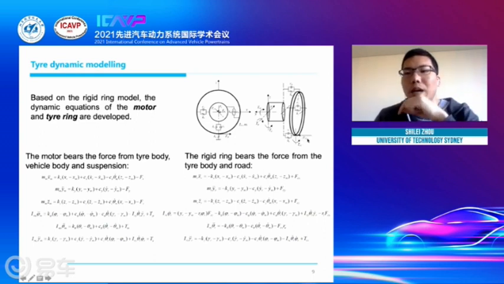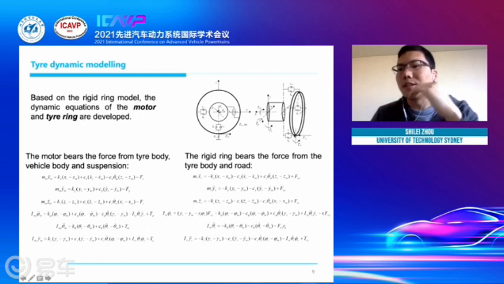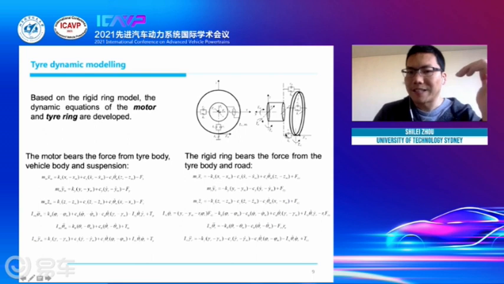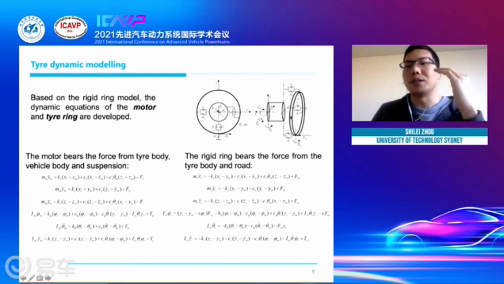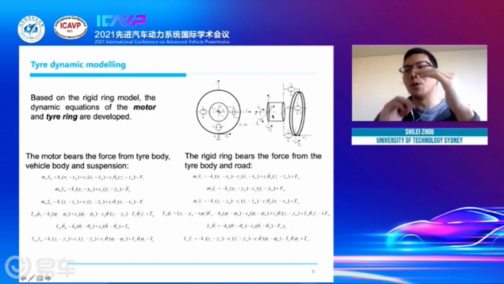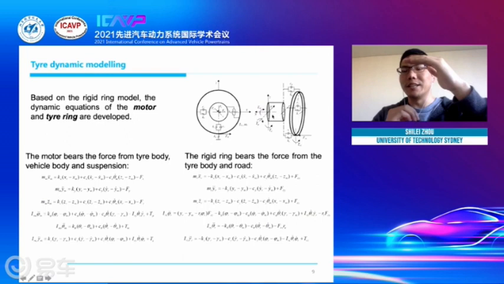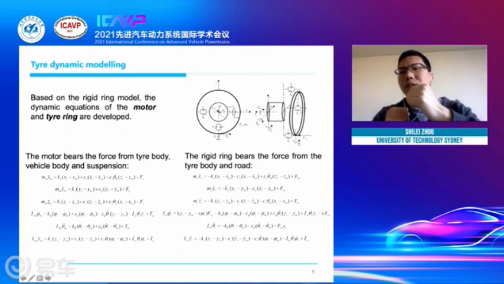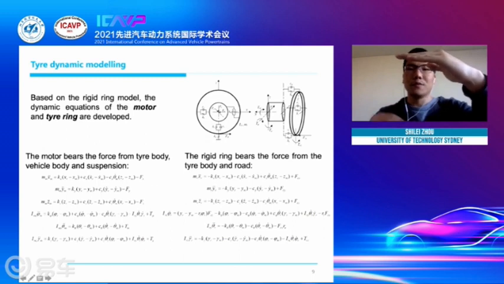So here, FCY, TZZ, and FCX, these are forces from the road. And when the force comes from the road to the tire surface, it doesn't just go to the vehicle body directly. It passes to the tire body first, and then passes to the motor. And from the motor, because the motor and the vehicle body are connected by suspension, the force will be passed to the vehicle body.